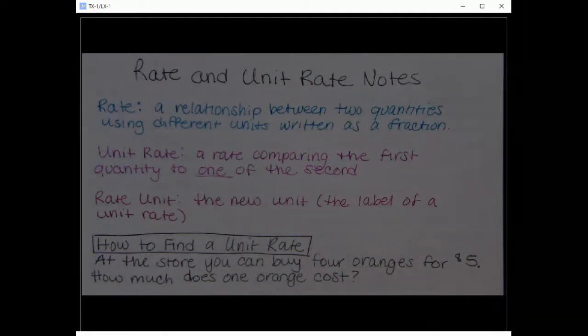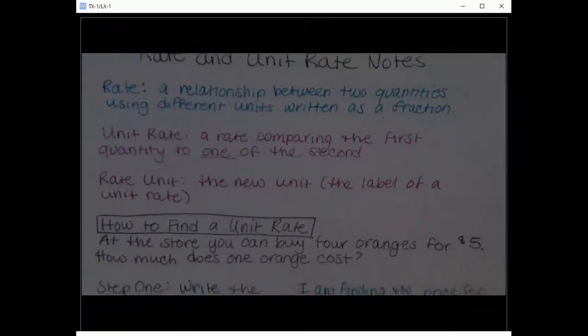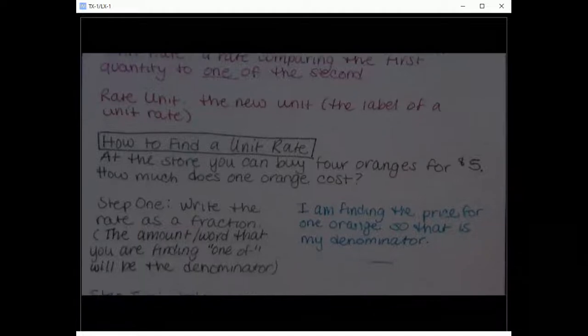A unit rate is a rate comparing the first quantity to one of the second. So you've probably heard a lot of these, like miles per hour or distance per minute, something like that. Those are unit rates. Then there's also something called a rate unit, which is the new unit. In other words, that just means that it's the label of the unit rate. So the examples that I gave you were rate units, but they also describe a unit rate. So let's look at an example in order to clarify this a little bit more.